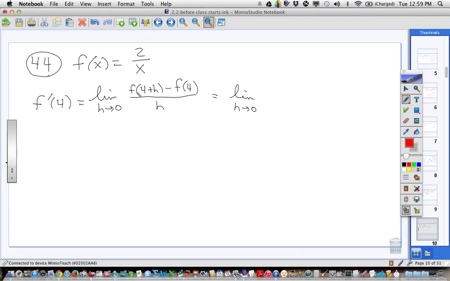Okay, here's the function. Now notice how I've already set it up. I've started it the way I start every one of these problems, which is I wrote out the f notation for my derivative rule that I've memorized. So limit as h approaches 0. Since I'm finding f prime of 4, I just put a 4 in for the a. That's all I did.